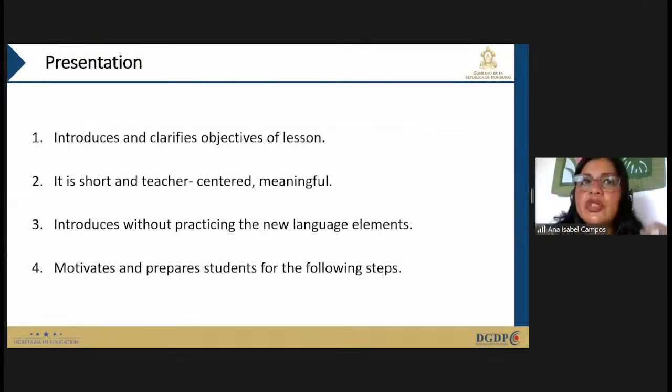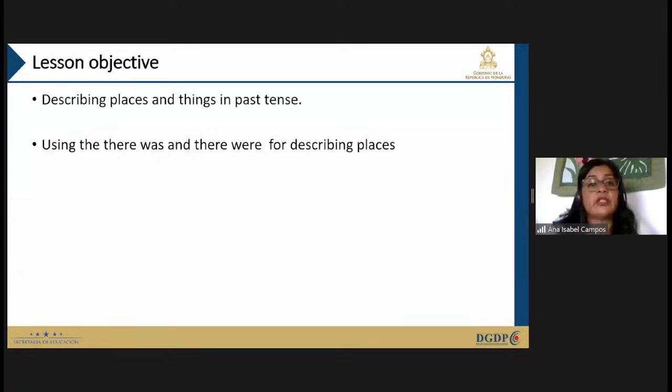If your presentation takes an hour, if your presentation takes very long, it's not effective. If you give your students too much, they are not going to get it. So make sure that your presentation goes straight to the point and introduce the new language elements that you want them to use. And then it has to be motivating and prepare students for the following steps. And of course, we need to clarify if there are questions, as you said.